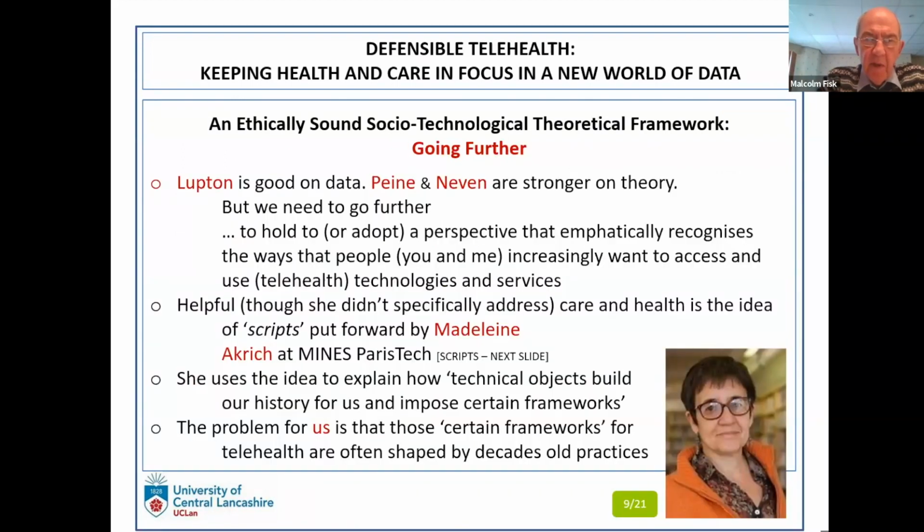In summary, Lupton is good on data, Payne and Neven are stronger on theory, but I think we need to go further because of the fact that we are looking at the ways in which you and I and other people want to access services in the ways that suit our particular needs.